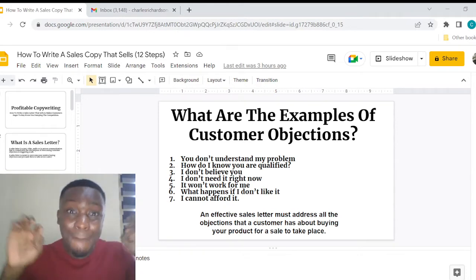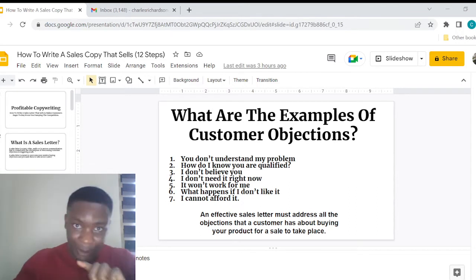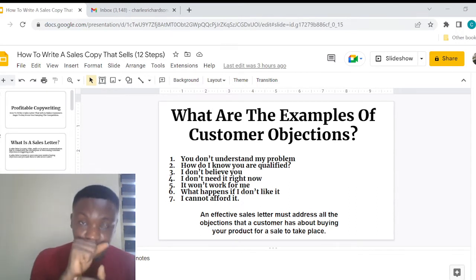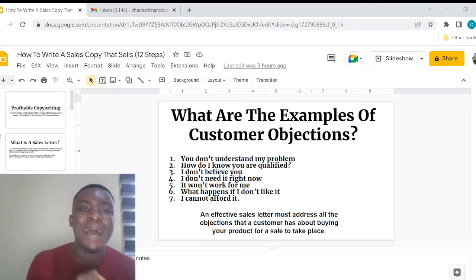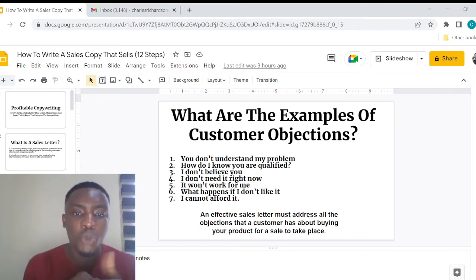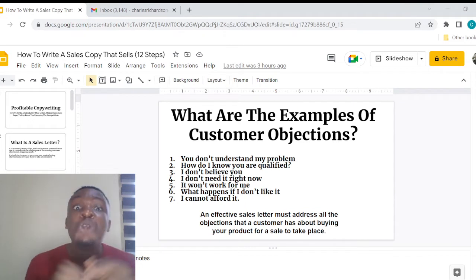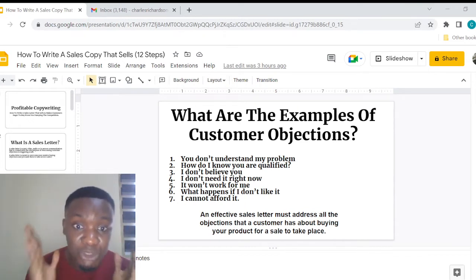Because if they step out of your website, there's a high chance that they will never come back. So how do you make them buy now instead of leaving your website? That is the question. If you don't make them buy now, you might lose that sale forever. So that is one of the objections.